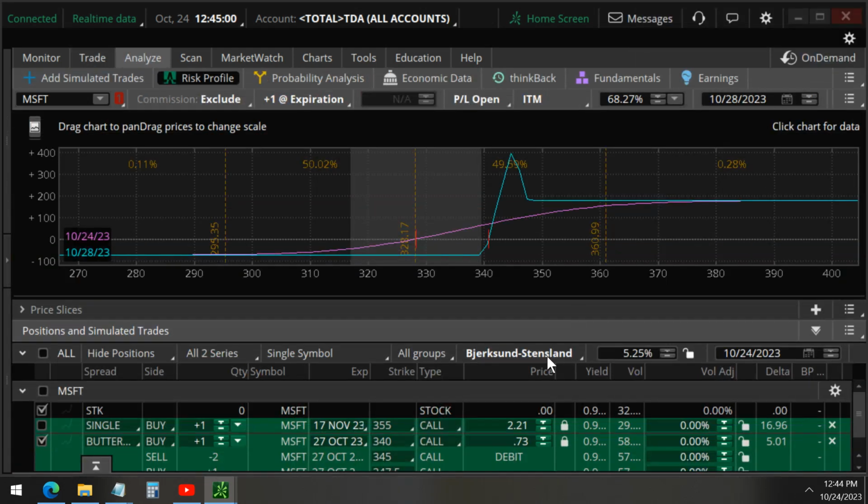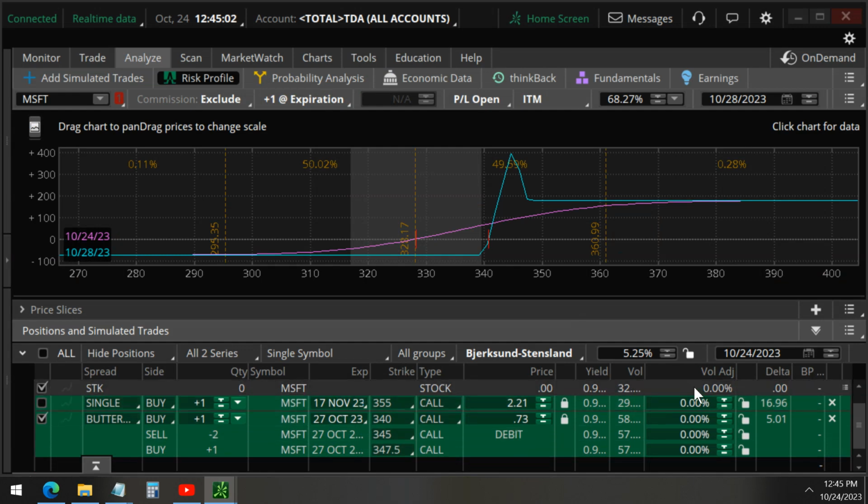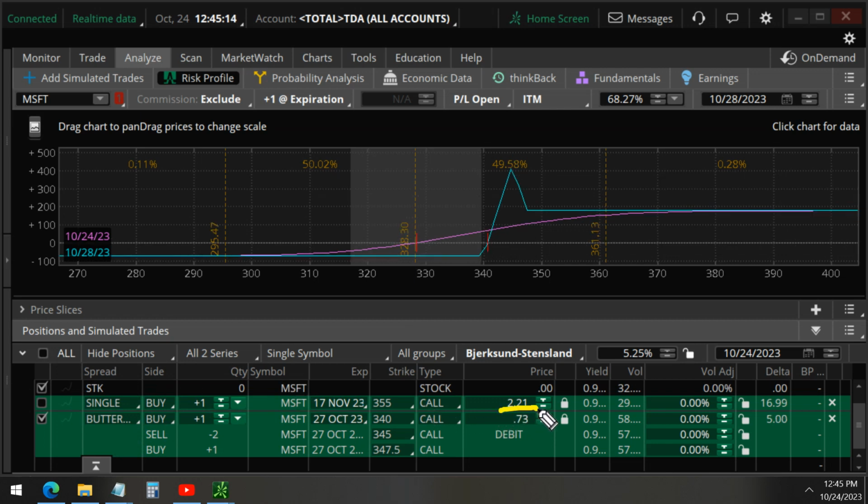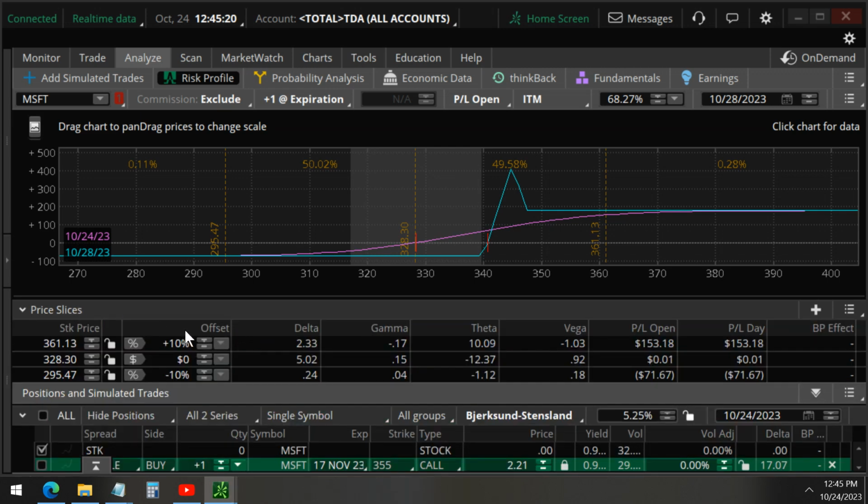When you analyze this trade, you can see that this is a butterfly trade, specifically a broken wing butterfly. You'll see the cost of $73 for each of these trades. And we have that positive delta here, positive 5, so we know that this is a bullish long trade.